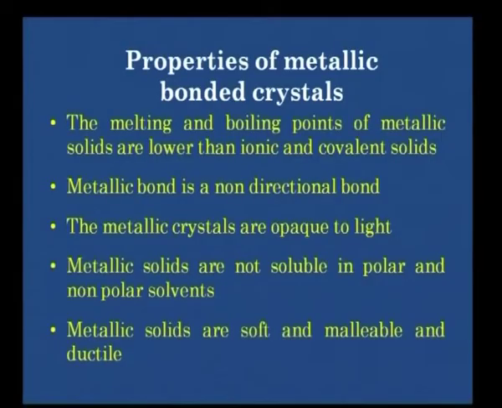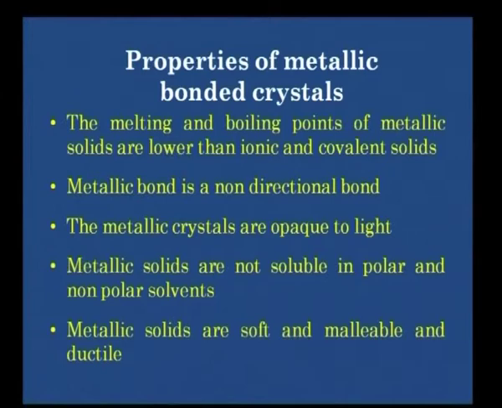The other properties are the melting and boiling points of metallic solids are lower than ionic and covalent solids. Metallic bond is again, is it directional or non-directional? Because the electrons can flow in all directions, right. Okay. Therefore, if you do not apply any electric field, electrons will be going here and there, right, random movement of the electrons. The bonding should naturally be non-directional, right, the non-directional bond.